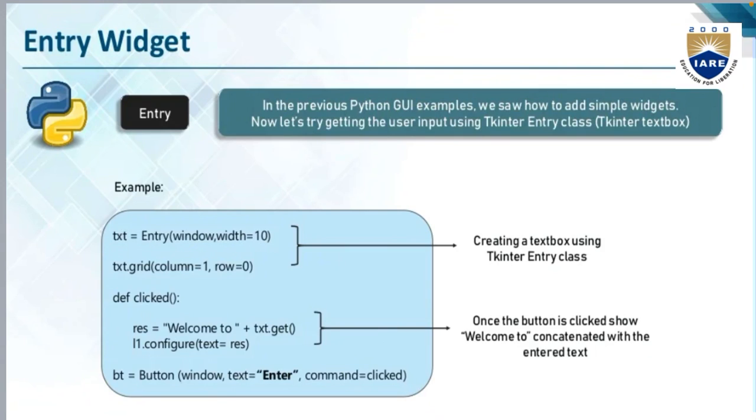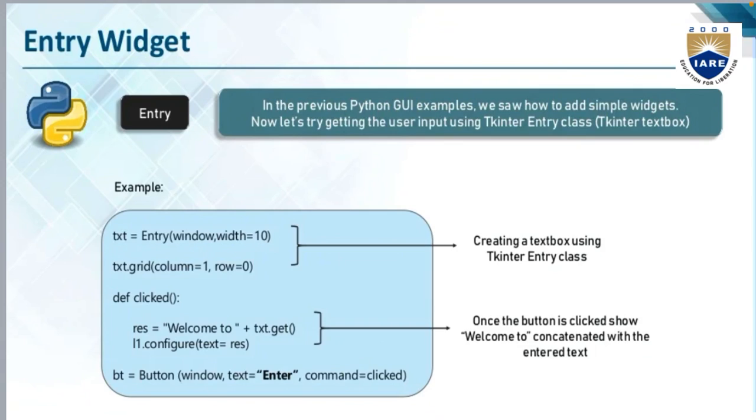And next, the entry widget. In the previous Python GUI example, we saw how to add simple widgets, like how to add a window, how to add the label, and how to reset the window size. Now let's try getting the user input using the tkinter Entry class, that is the tkinter text box.